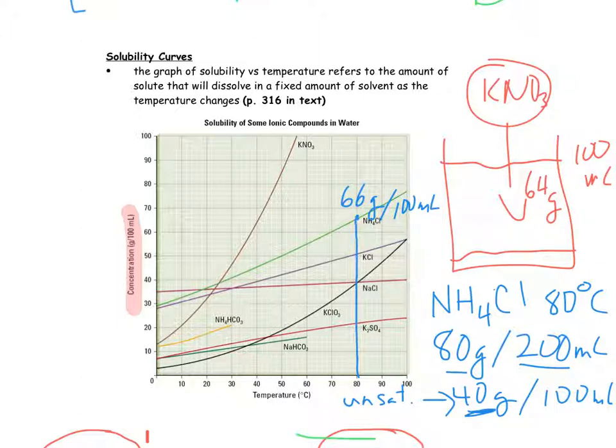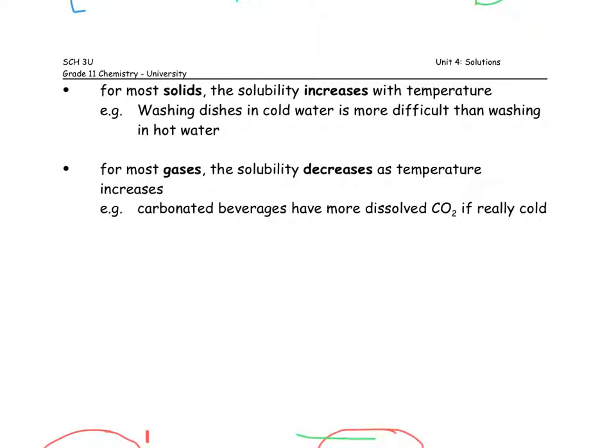So overall, all of these are ionic solids. And so what do we see as the trend for ionic solids as temperature increases? Well, all of these lines, without exception, show an increase in solubility as temperature increases, right? So for solids, it's fair to say that as we heat up water or our solvent, we're going to be able to dissolve more solids in that solvent. For most solids, that happens to be true. The solubility will increase with temperature.